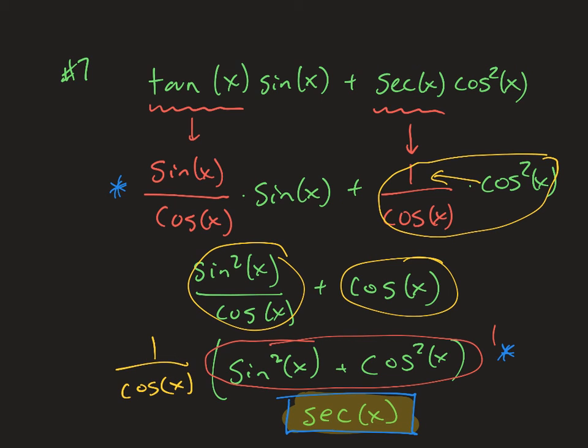So what we're saying is this expression up here, tangent of x times sine of x plus secant of x times cosine squared of x, is actually just equal to secant of x.